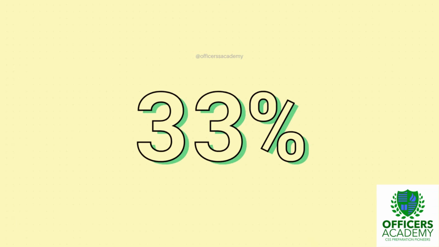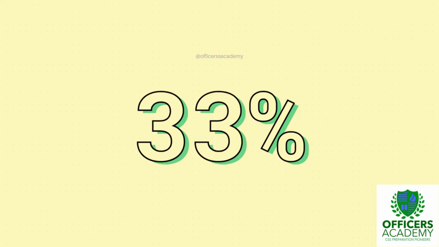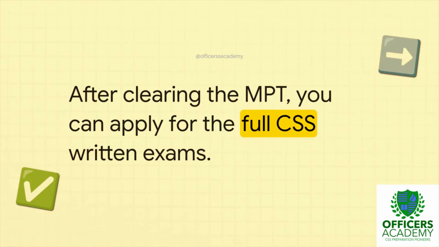This is the number that matters most after the test. The qualifying score is 33%. What that means in simple terms is you need to get at least 66 questions correct out of 200 to pass and move on to the next stage. Clearing that bar is your reward. Passing the MPT is what unlocks the door to your ultimate goal. It makes you officially eligible to apply for the full written CSS examinations.